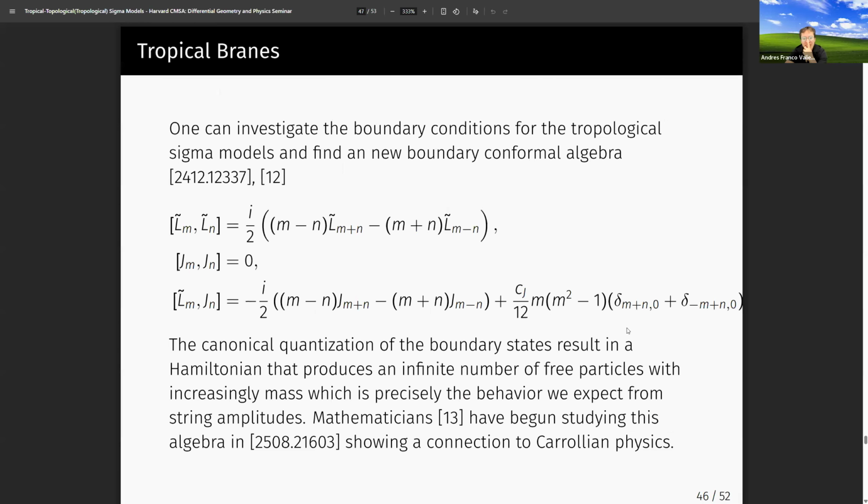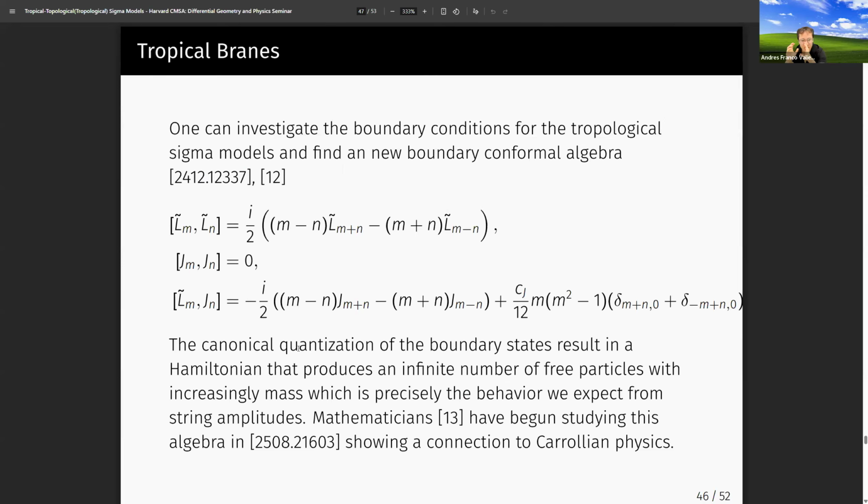What we also found is that you can consider these topological sigma models when we have a boundary condition on the target space. And we know historically when you did that in string theory, you found this notion of Dirichlet branes. So we were able to repeat the same arguments. It's a very short calculation, and you do find the notion of tropical branes. It comes with this new boundary conformal algebra that we wrote right here, and you can look it up in this paper.